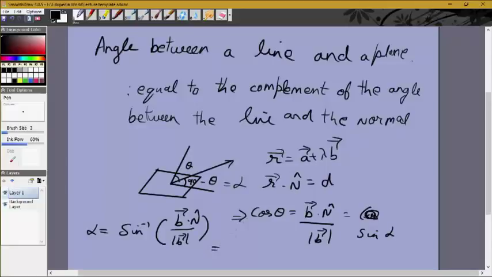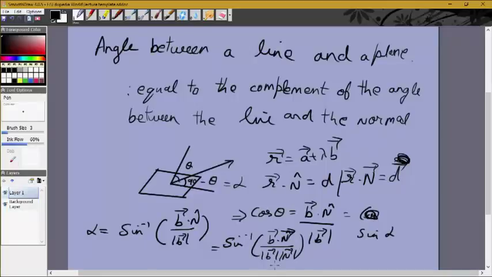Or it can also be written, if we have the form r dot n vector is equal to d, where n vector is of the direction ratios, not the direction cosines, as sine inverse of b dot n vector by mod b mod n vector.